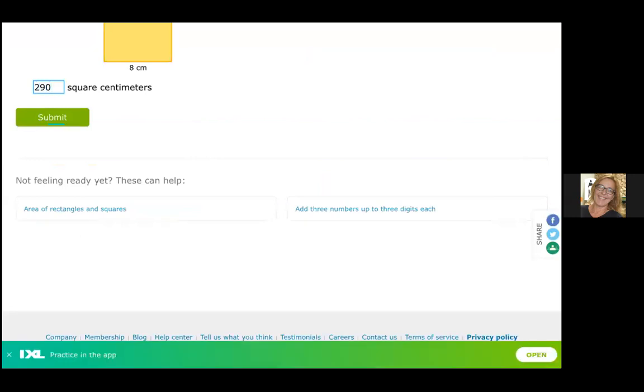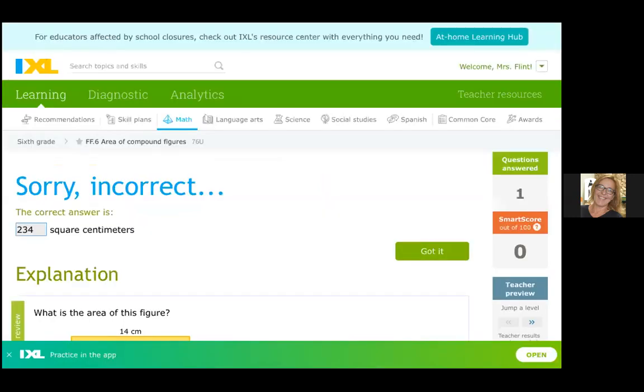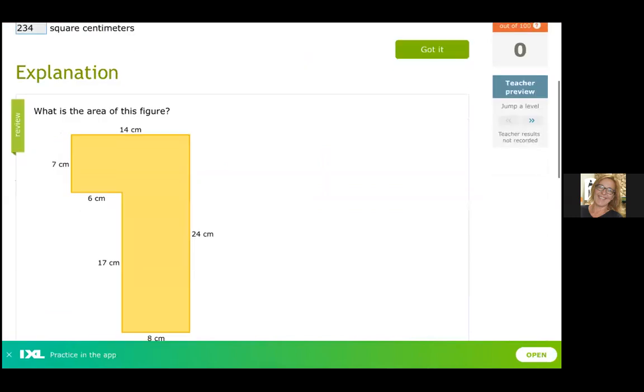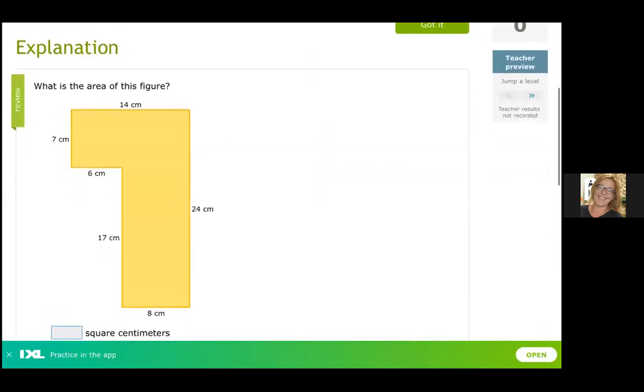290 square centimeters is, oh, what did we do wrong? Well, let's find our error. Let's try that again. I love it when we make mistakes because we can all learn from them. So let's do this again. This is 7 by 14, is that correct? Which is 98 square centimeters.